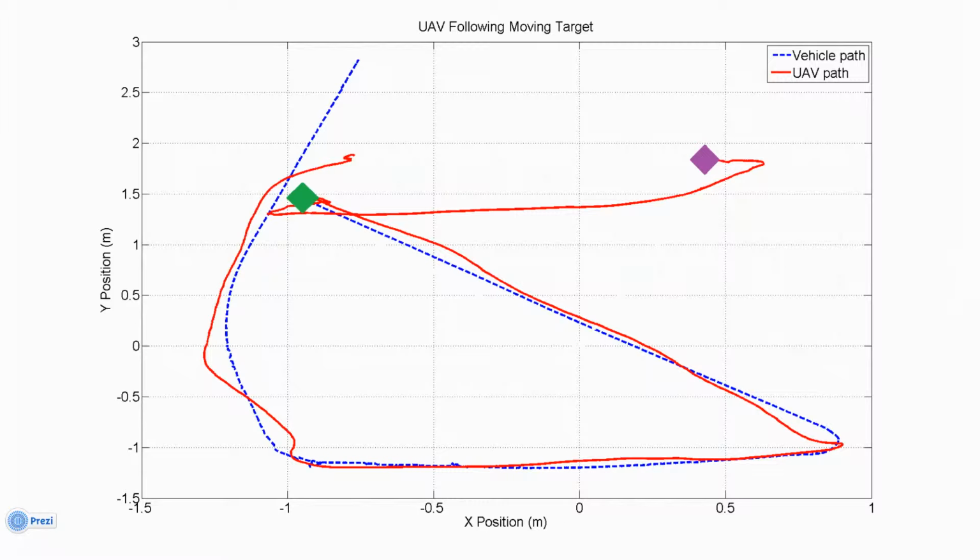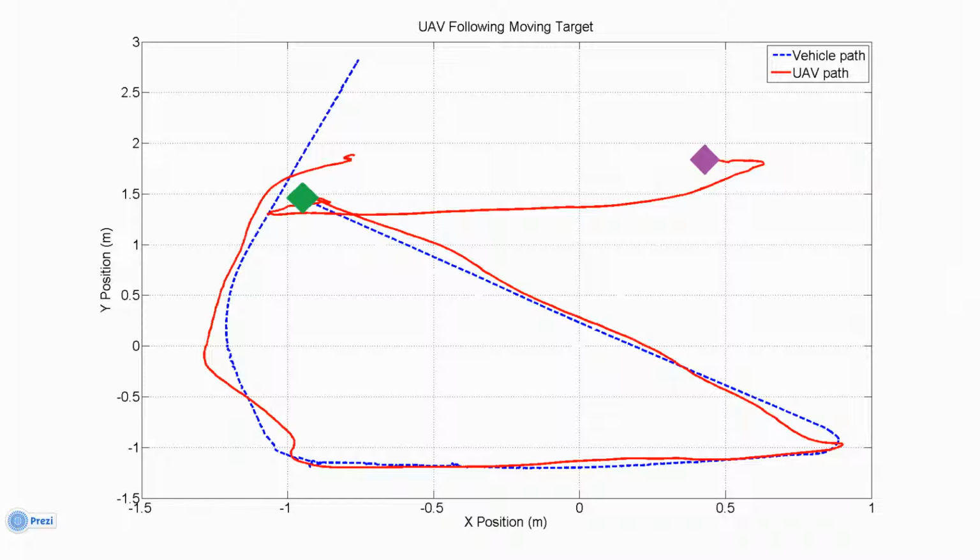And we can see here one of the two tests for following a moving target. So again, the purple diamond represents the Q-Ball X4. The green here represents the Husky robot. The blue is the vehicle path. And we have here the red path, which is obviously the UAV path.